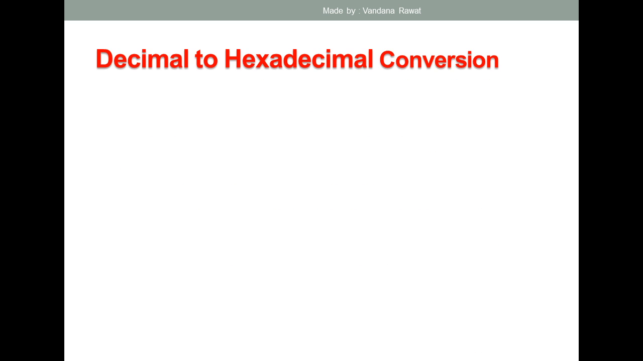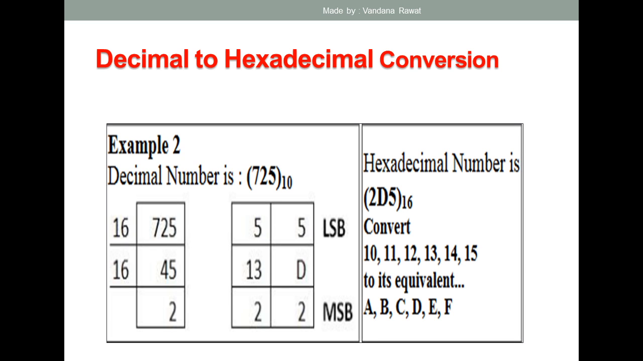Now come to the next example. For example, this is one decimal number, 725, which is divided by 16. So what you will get? You will get 5 in the remainder part. Then after that you will divide this 45 by 16, so 16 times 2 is 32, that means you are getting 13.